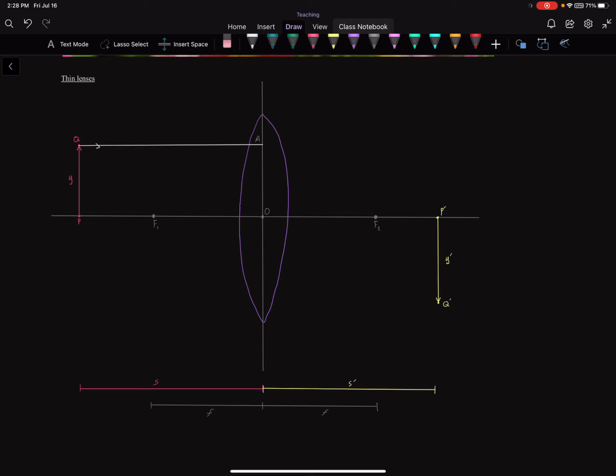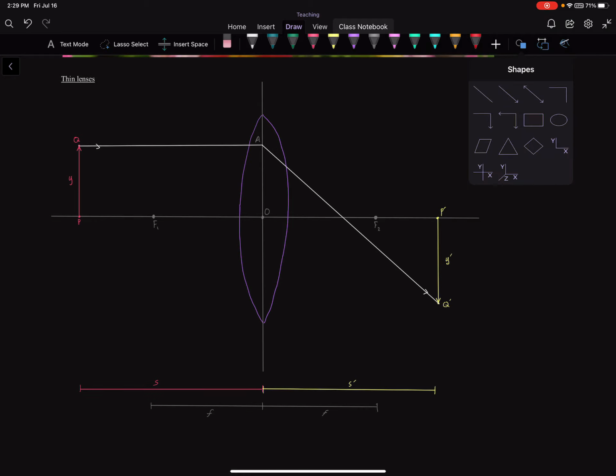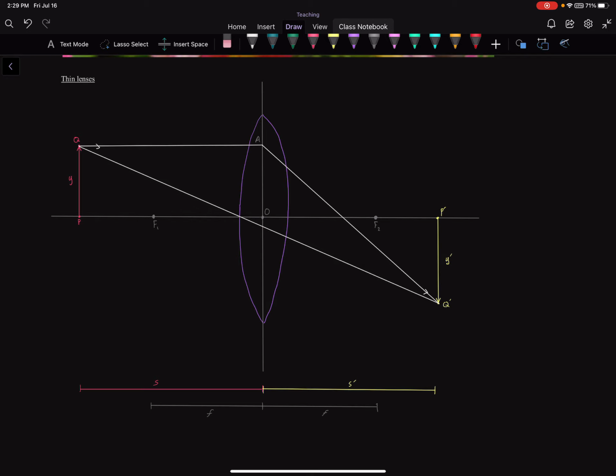And then that is going to refract down to, I am asserting anyway, and I'm sure by now you believe me, down to our point, the tip of the arrow of our image. And then we're going to do another ray, which is going to go like this, straight through.